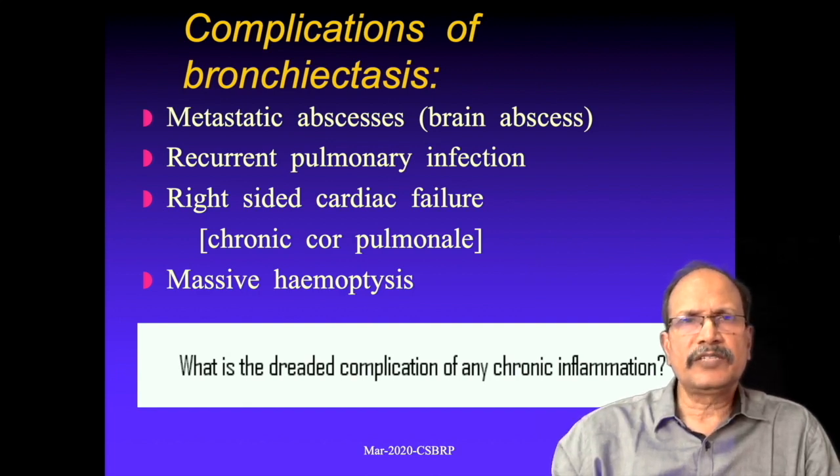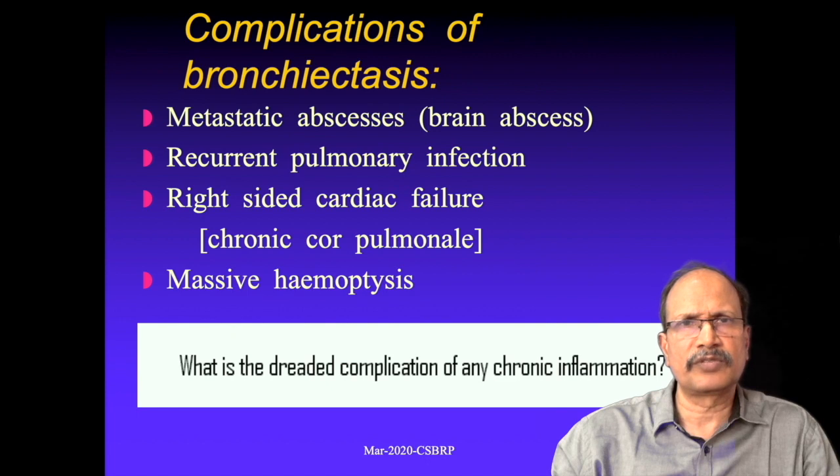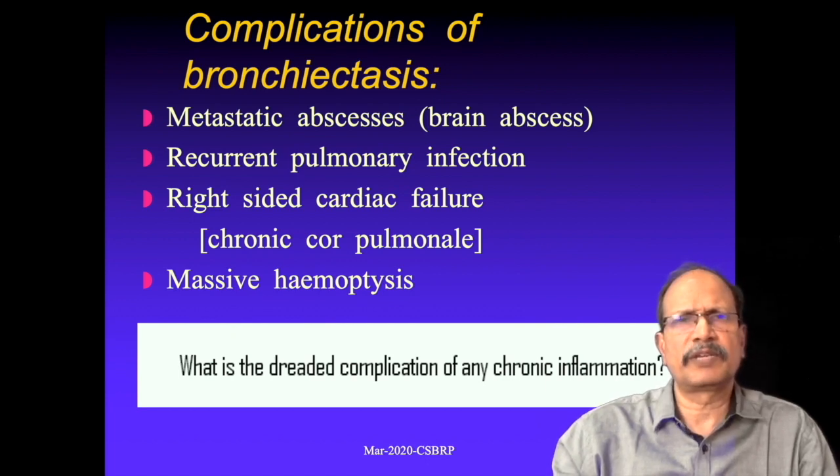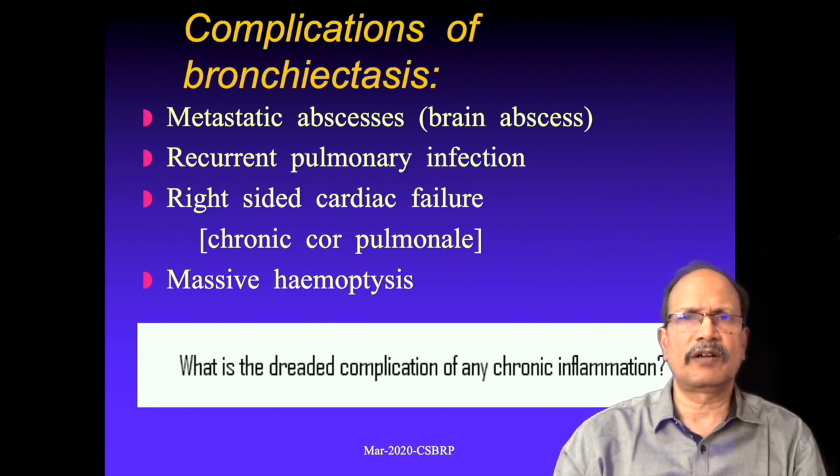So the complications of bronchiectasis. Bronchiectasis is a constant focus of infection, and because of this focus, the organisms may spread from there to various areas in the body, producing abscesses in different sites. So you will call these metastatic abscesses. In bronchiectasis patients, usually the brain is affected by these metastatic abscesses. In addition, the patient may suffer from recurrent pulmonary infections and right-sided heart failure.